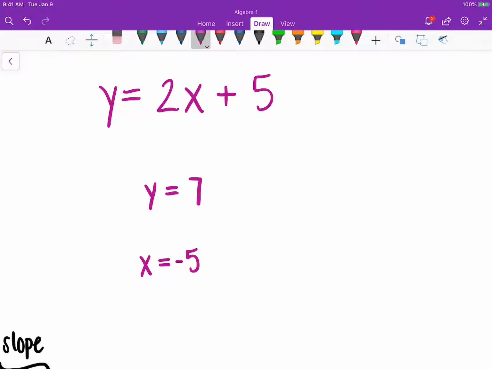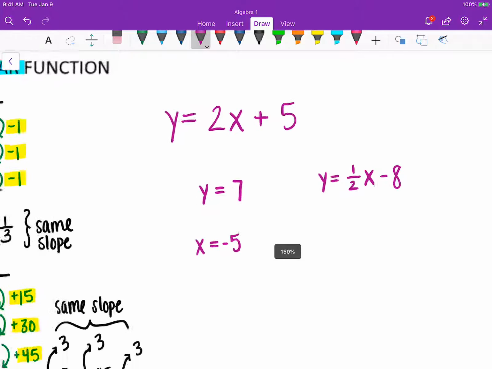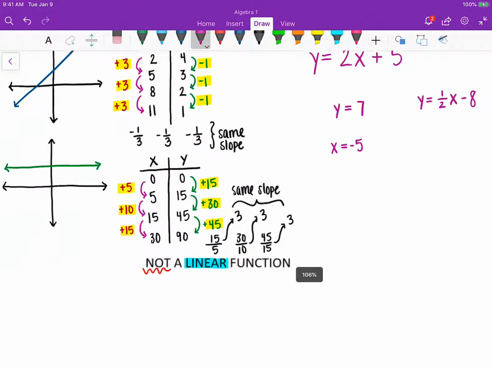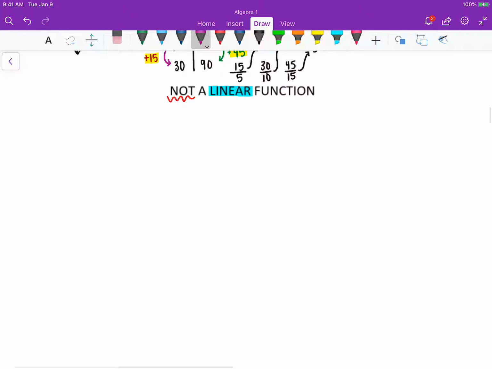Another equation that I could give you would be like y equals 1/2 x minus 8, right? The x and the y follow all of those rules that we mentioned on that first page of notes. All right, so let's look at some things that are not linear functions then. So down here in the area where it's not linear, I'm going to draw a couple different graphs for you.